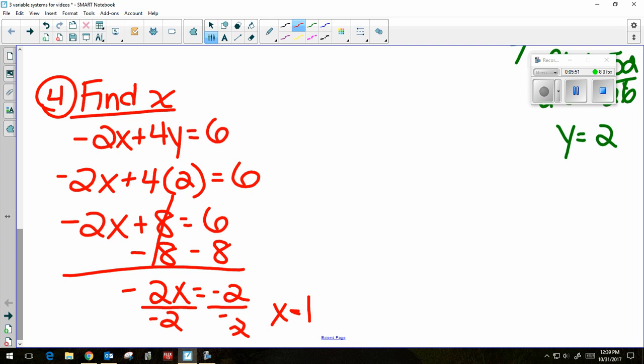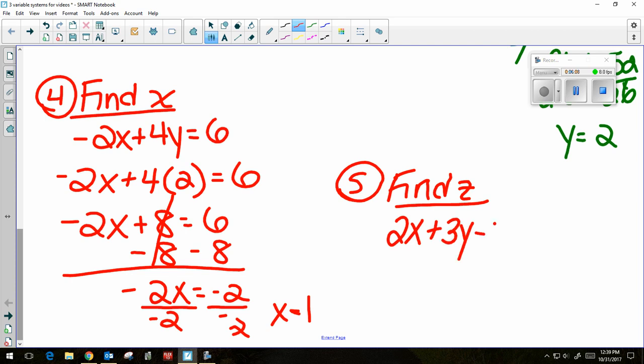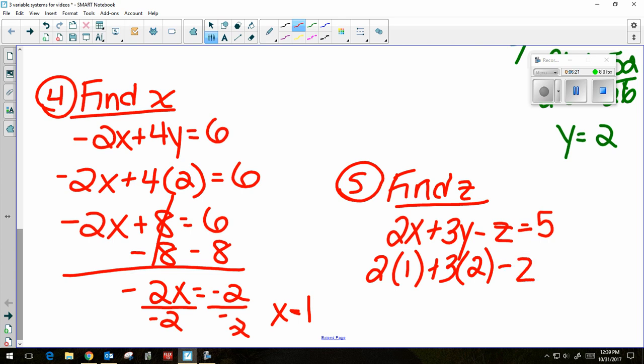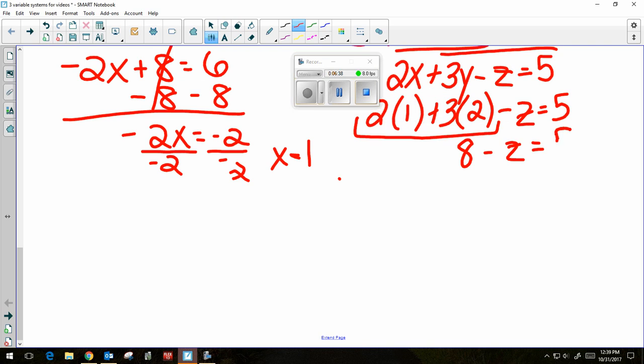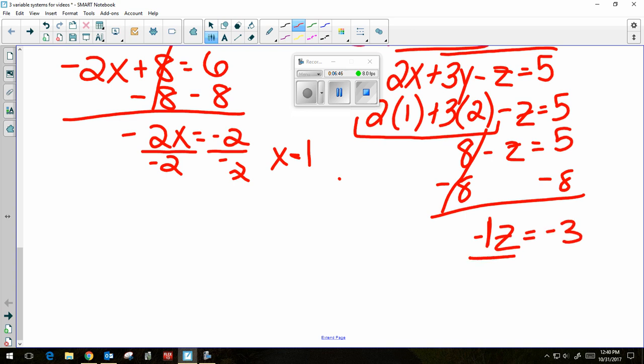Now I have an x and I have a y, but remember we started with 3 variables, so I now need to find z. To find z, you have to plug into an original equation. I'm going to plug into equation number 1, which is 2x plus 3y minus z equals 5. So 2 times 1, because we just found x was 1, plus 3 times 2, because y was 2, minus z equals 5. This whole piece, 2 times 1 plus 3 times 2, gives me 8. So 8 minus z equals 5. Subtract 8 on both sides. Negative z equals negative 3. Remember, there's an imaginary 1 here, so divide by negative 1, and z equals 3.